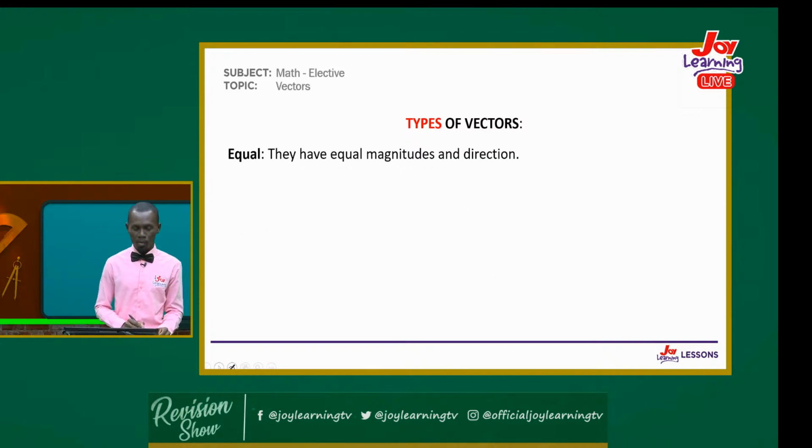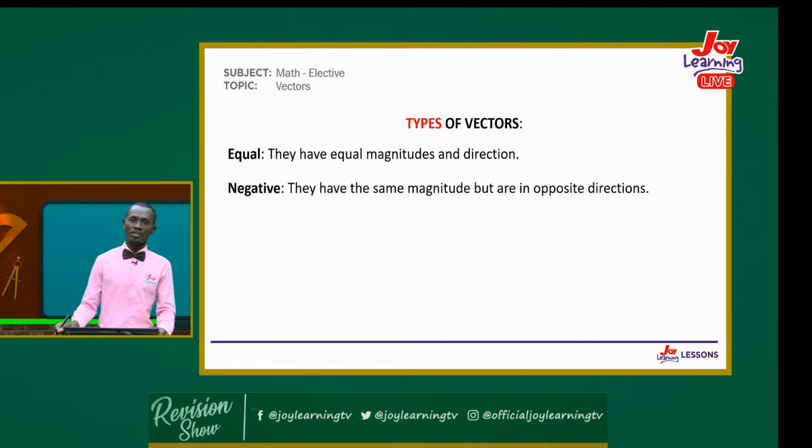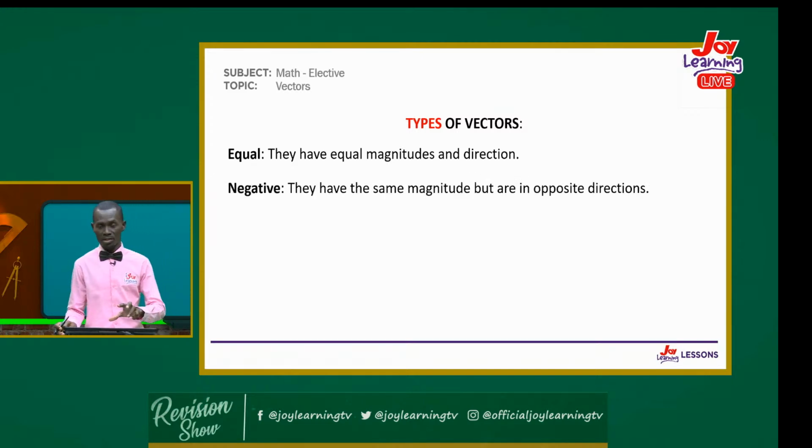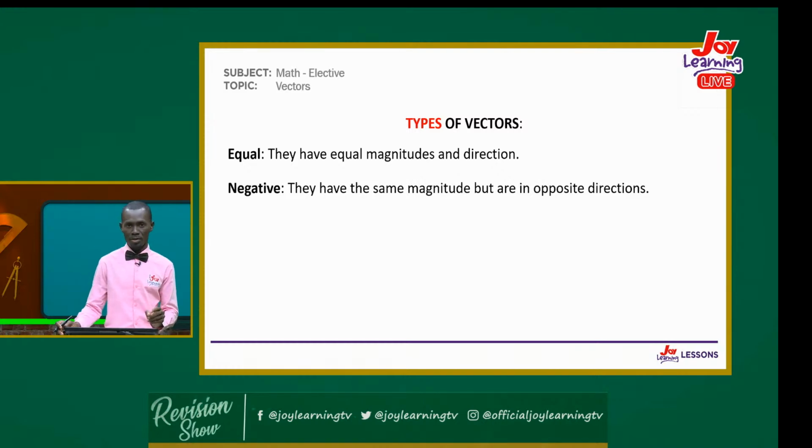Well, a few more. And we shall encounter some of them in our calculation. So equal vectors. An equal vector is a vector or vectors that have the same magnitude and the same direction. So if we say two vectors are equal, then they have the same magnitude and they have the same direction. Negative vectors. Negative vectors may have the same magnitude, but they have opposite directions. One is moving left, the other is moving right. One is moving up, the other is moving down. One is moving northeast, the other is moving southwest. One is moving northwest, the other is moving southeast. They are directly opposite each other.